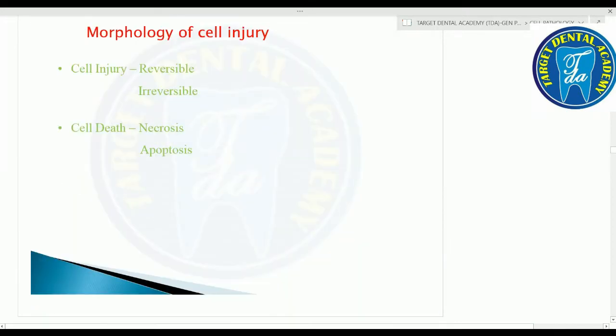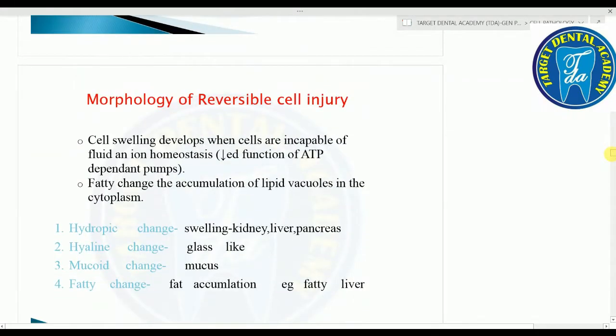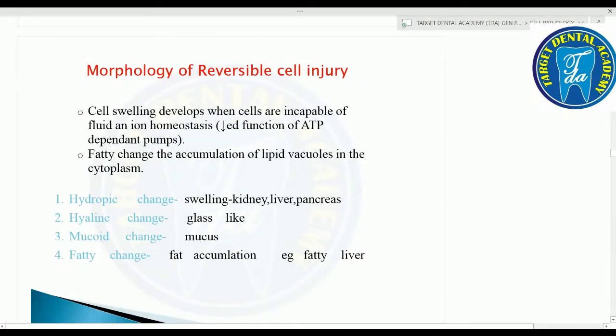Now coming on to the morphology of the cell injury. So cell injury, as you all know, there is reversible cell injury and irreversible cell injury. Cell death: necrosis is the cell death and apoptosis is the programmed cell death. Starting with the morphology of the reversible cell injury.